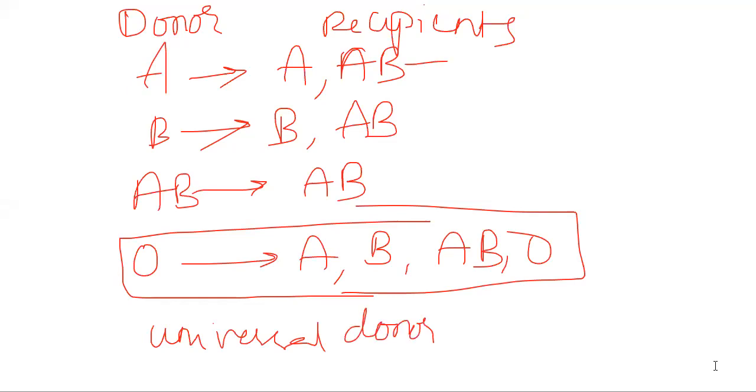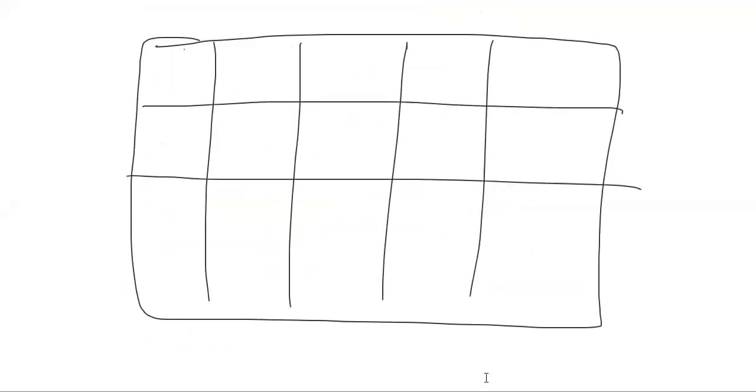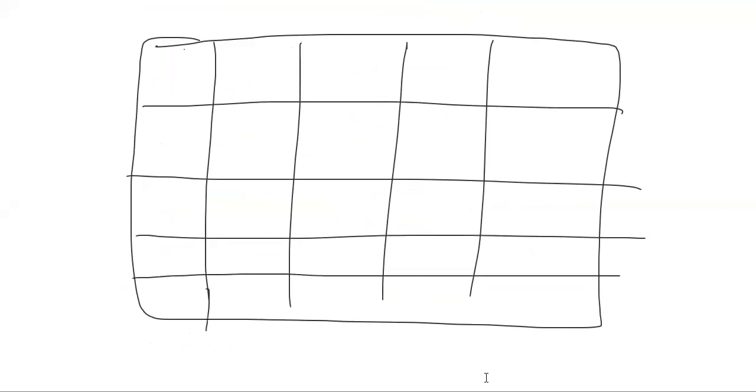AB can be taken from A, from B, from AB, and from O. So that's why we can say AB is the universal recipient. The same pattern we are going to make with a table, along with the risk factors. We just discussed it, but with the risk factors we need to frame a particular table here. So I am framing the table for A, B, AB, O.